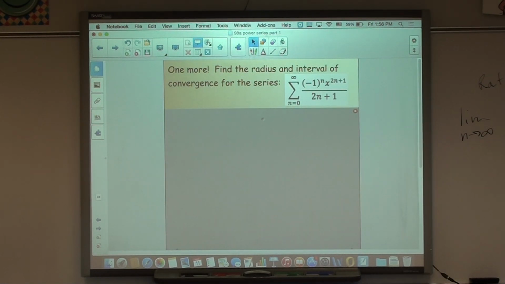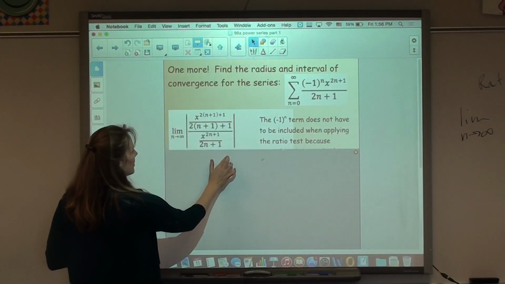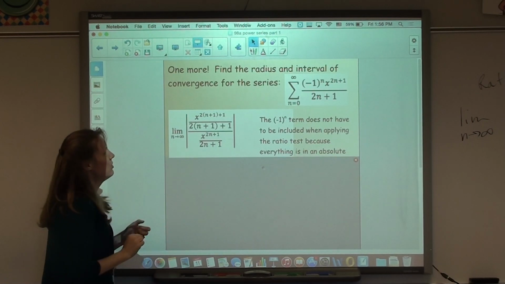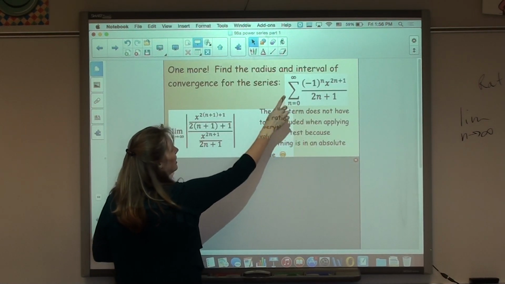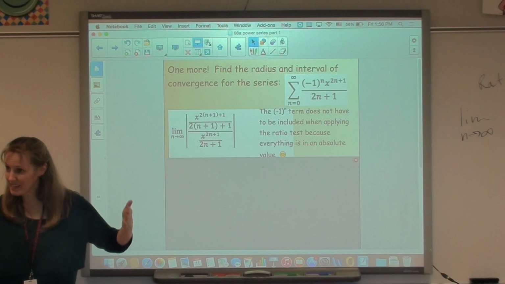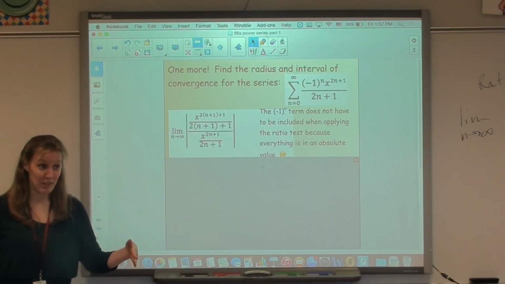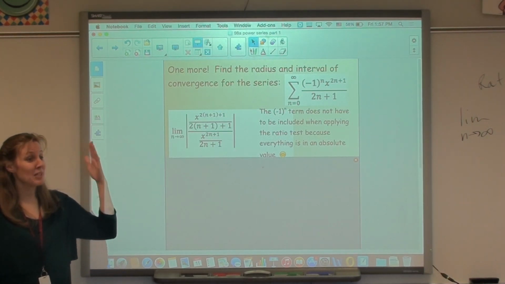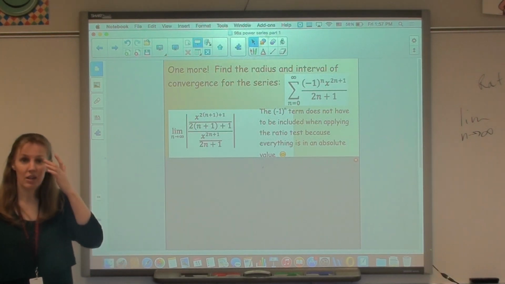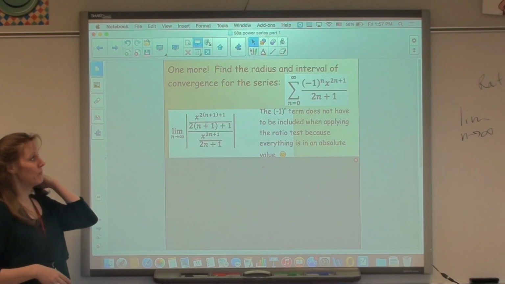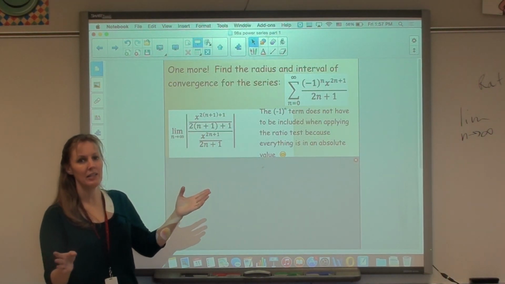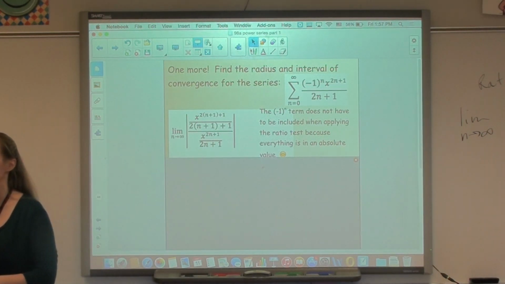Always start with the ratio test. Because everything's in an absolute value, the negative one is moot. Once you take the absolute value, it goes away. So the negative one, it doesn't matter what power is on it, when you're doing your ratio test, you don't have to write it.